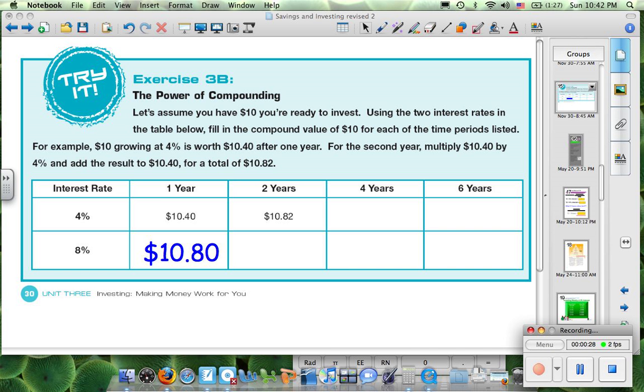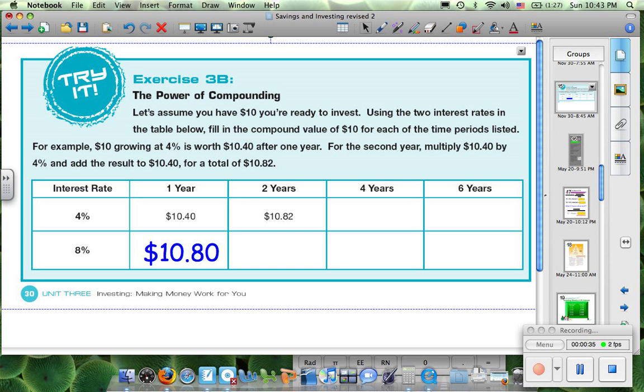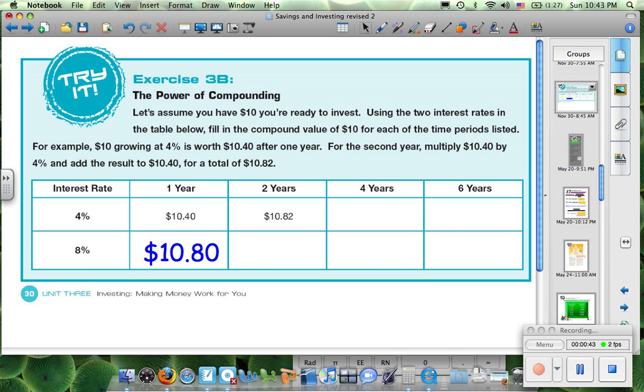Of course, this is the assignment I'm talking about, and you should have the 4 years filled in, the 6 years filled in, and of course $10.80 at 8% for the first year, and then so on and so on. And of course below showing all of your math work.